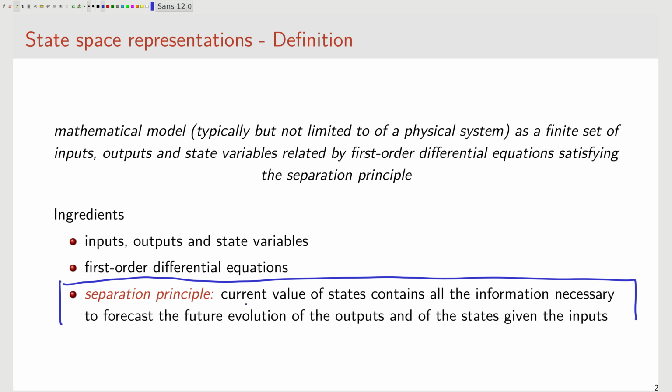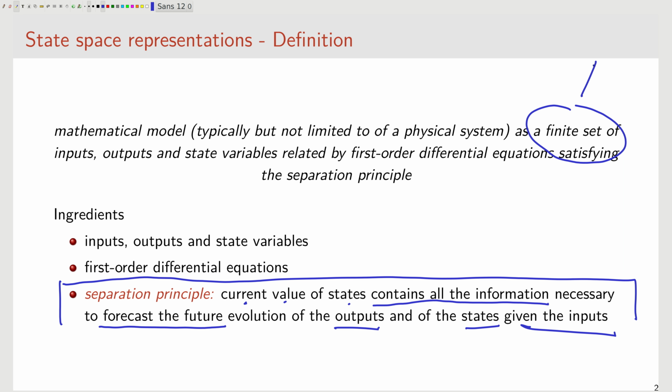Separation principle means that the current value of the states contains all the information that is necessary to forecast the future of the output and of the states, given the inputs. Notice also that there's something important. In our course we consider finite sets of states. It will be clearer later on why we consider finite states. Anyway, this finiteness is important.